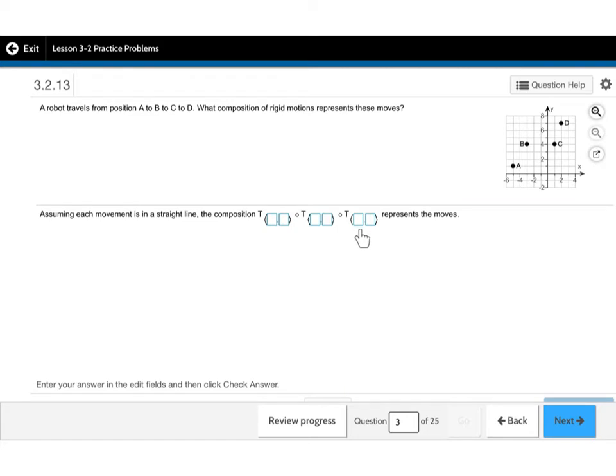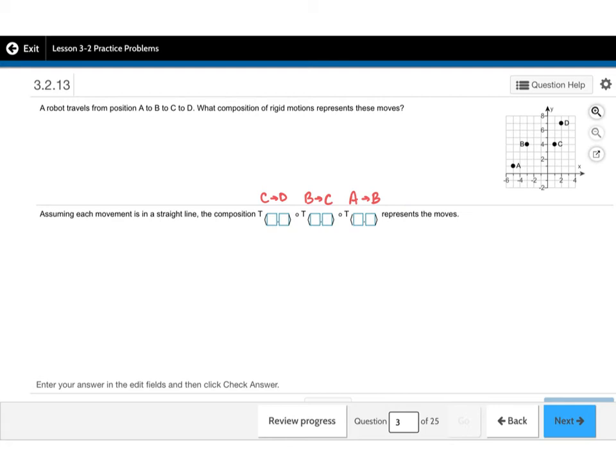So let me just write that out. This translation is representing going from A to B, and that would mean that this translation in the middle is representing going from B to C, and this first one is representing going from C to D. So now if I think about going from A to B, it means I went up 3 and over 2.